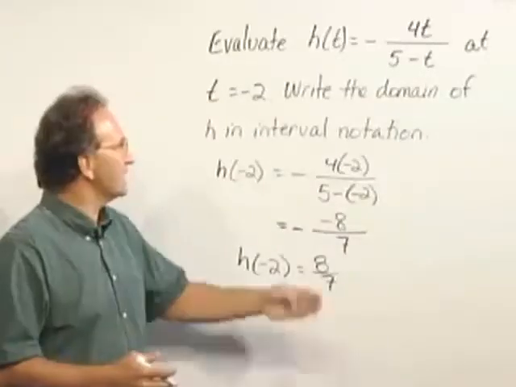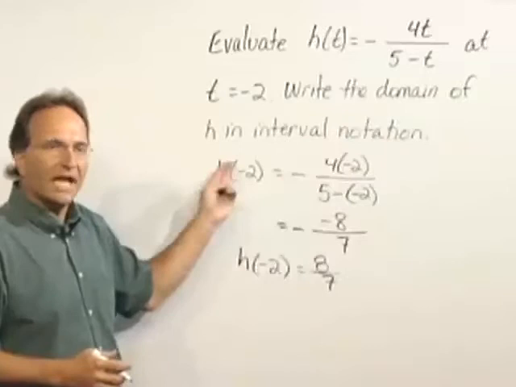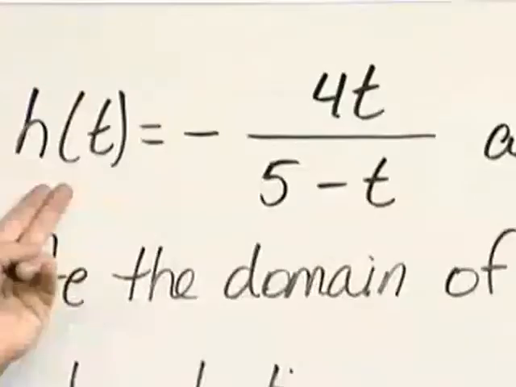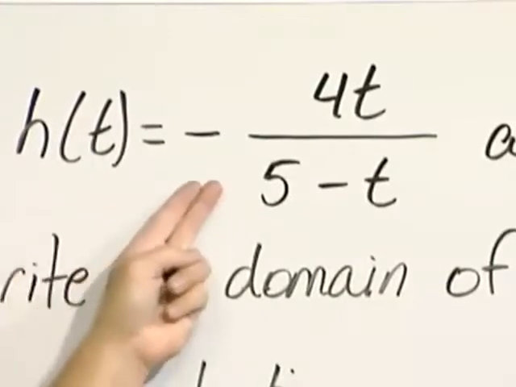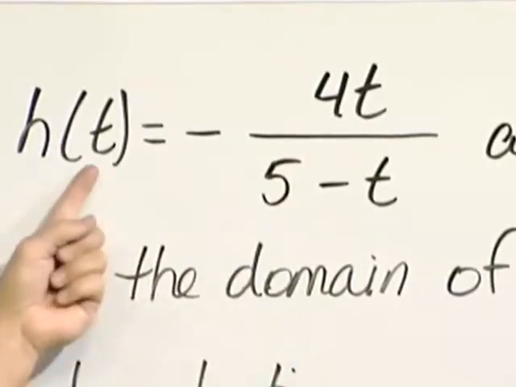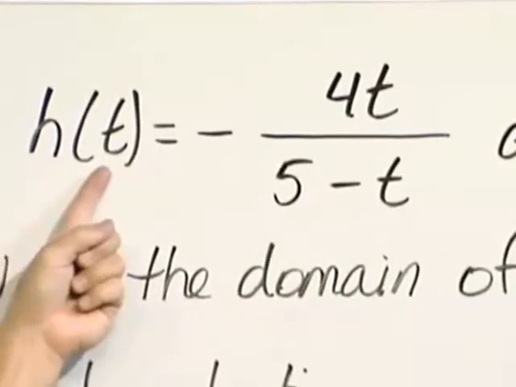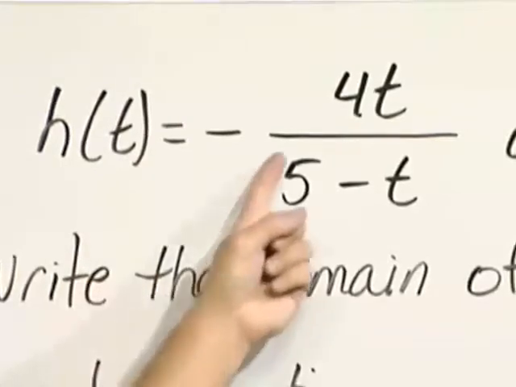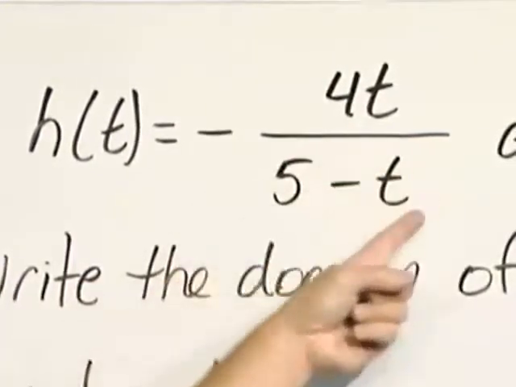So now we want to find the domain of h and write it in interval notation. So here's our function h of t. And h of t is equal to negative 4t over 5 minus t. The domain are all the values of t that allow h of t to be defined, which is to say, we know it's undefined when the denominator is 0.